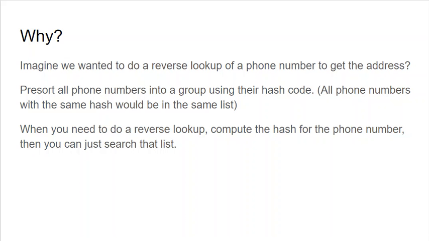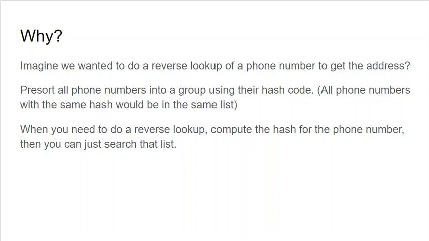His solution was to compute a hash for every phone number and then group the phone numbers together by their hash. So if you needed to look up a particular phone number, you'd compute the hash for it, and then you'd say, okay, now I can just look in the phone numbers that have that hash code. And so that's where this comes from. It was designed to speed up information retrieval for telephone number reverse lookups.